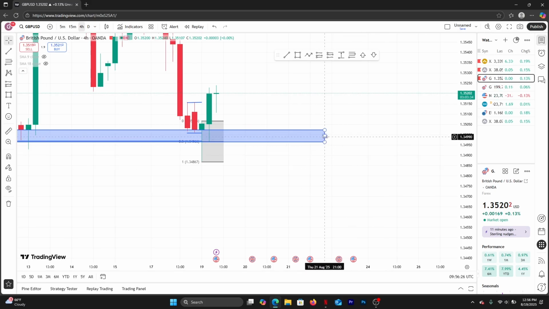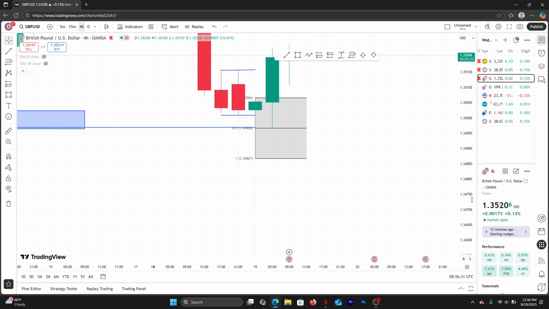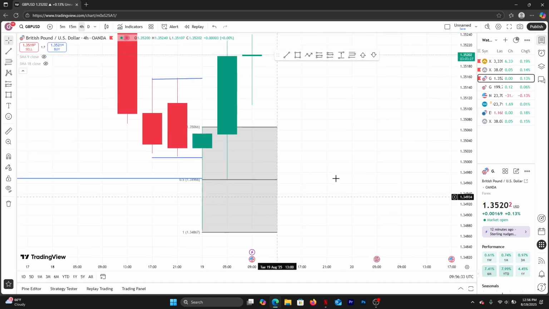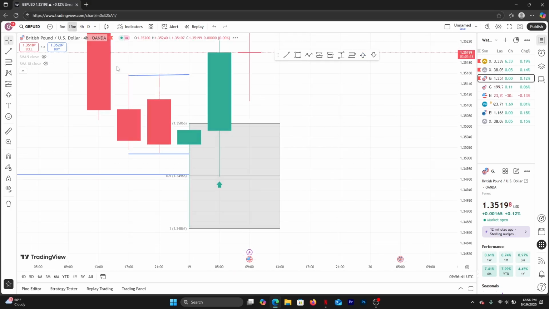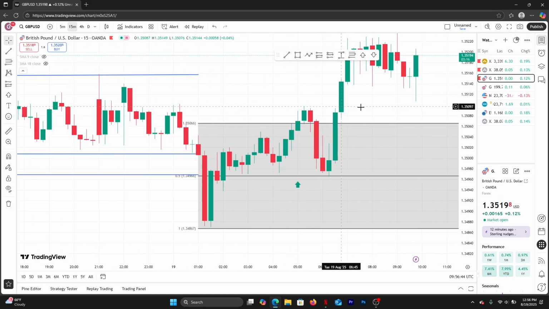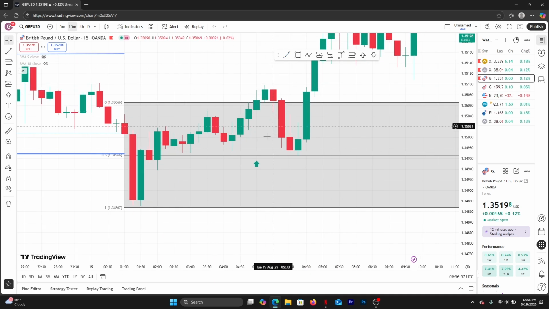So having established that we have this fair value gap from June 25th and this dealing range, we are expecting price to react off the 50% level on this candle and give us a buy. So dropping to the 15-minute time frame, we have price trading higher as the new candle opens. The new 4-hour candle opens at this point at 5 a.m. This is GBPUSD.